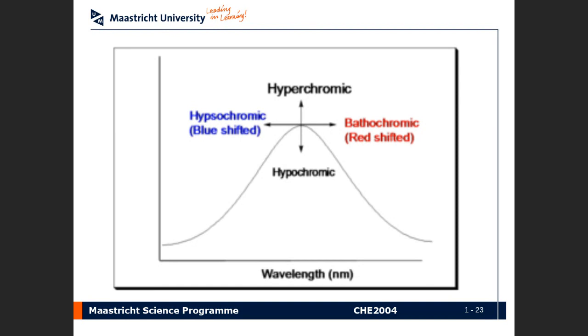And then you have hyperchromic and hypochromic, which is really just the intensity. So very simply, for example, if you lower the concentration, right, then you induce a hypochromic effect, right, because then the absorption is lower. So this is very important.